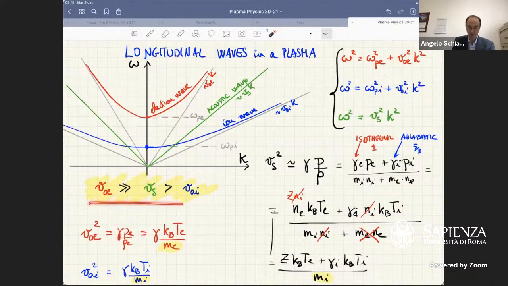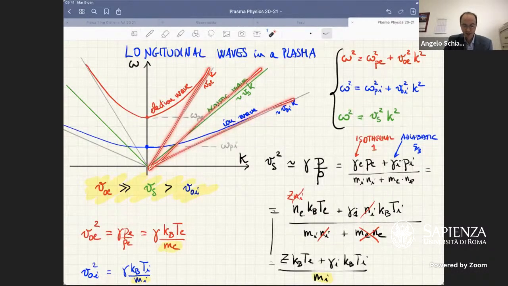So the way of ordering these waves is the one we presented here, and corresponds to the slope of these three different lines coming out of the origin. So this plot here is very dense, full of details, and it summarizes in a single plot the fact that actually the plasma can sustain different kinds of wave.